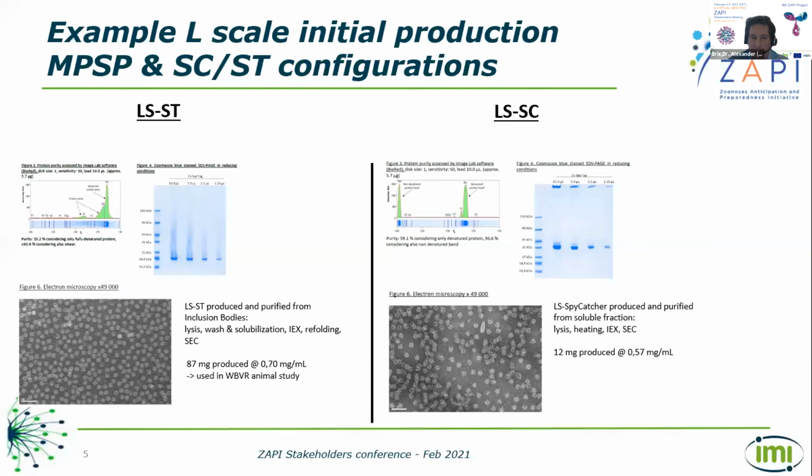The initial results, or the example, as I said, that I chose here, the lumicin synthase, we were able to produce different materials. The SpyTag coming from inclusion bodies, for example, as is described on the lower left, with an ion exchange, refolding, and size exclusion chromatography. This material was then actually provided to our partner for an animal study. But we also had, for example, the lumicin synthase SpyCatcher that was successfully produced at a lower yield, but we were able to produce it.